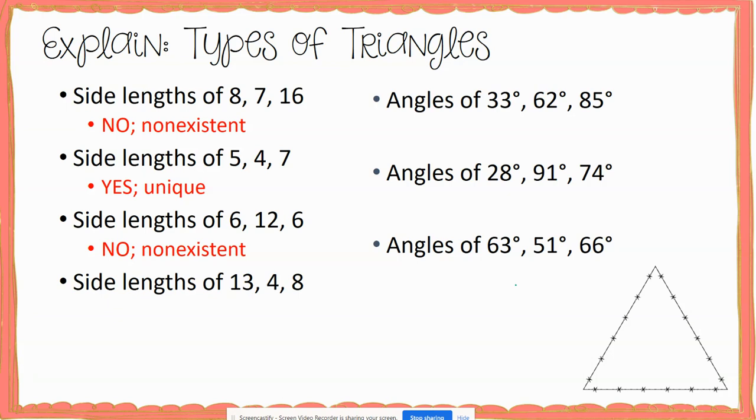For 13, 4, and 8, I know that this one is also not a triangle, which means it's non-existent, because 4 plus 8 is 12, and that is not greater than the third side, which is 13.